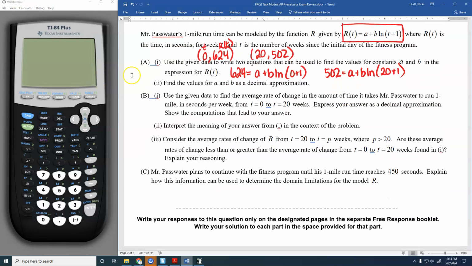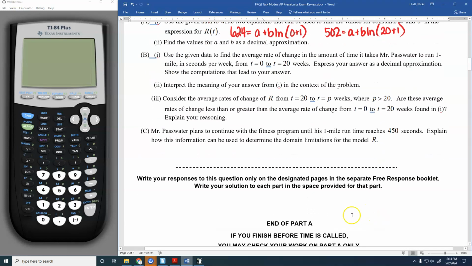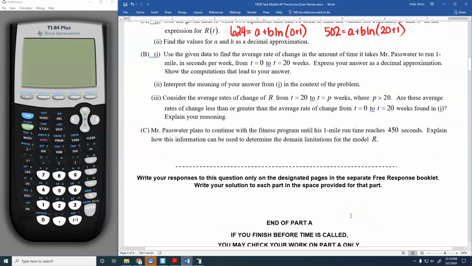All right, so part 2 asks you to solve it. I'm going to do it down here because I'm going to run out of room. So if I've got 624 is going to equal a plus b, and 0 plus 1 is just 1, so that's going to be natural log of 1. What is the natural log of 1?